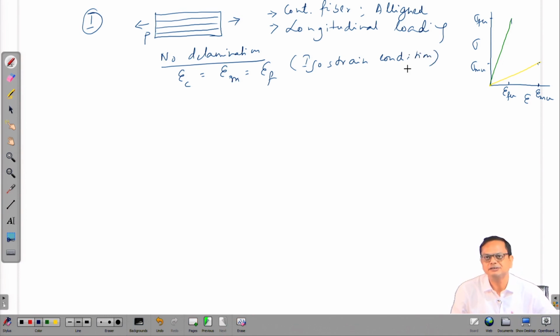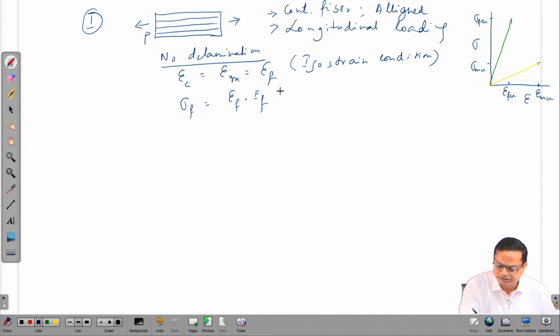Strain of the matrix, the fiber and obviously the composite material are equal, isostrain condition. Now, if you look at the stress values, sigma f is equal to epsilon f multiplied by E f, and sigma m is equal to epsilon m multiplied by E m.